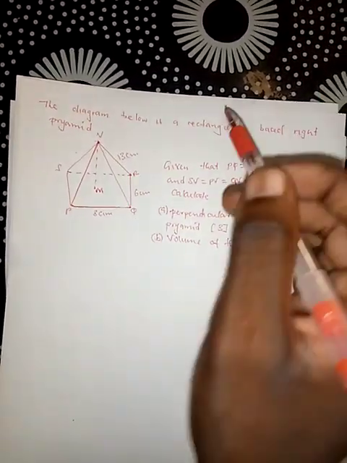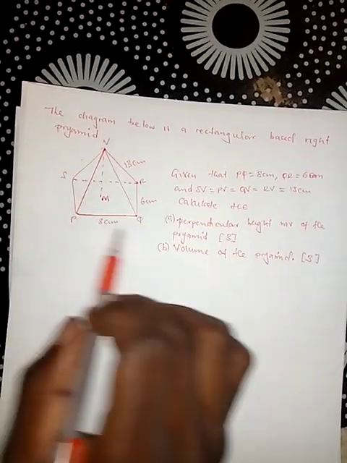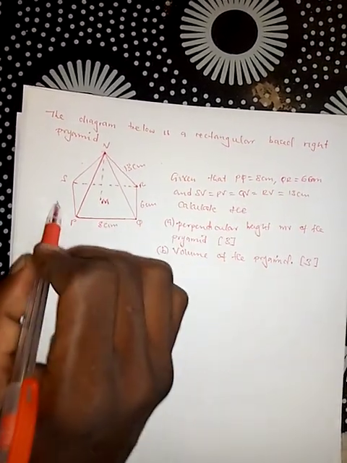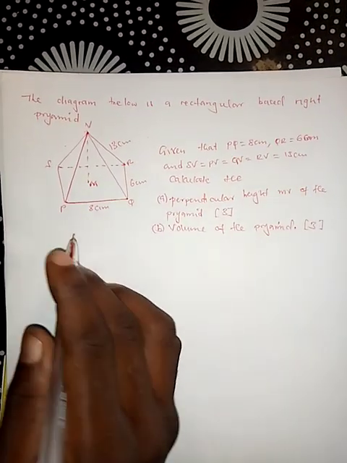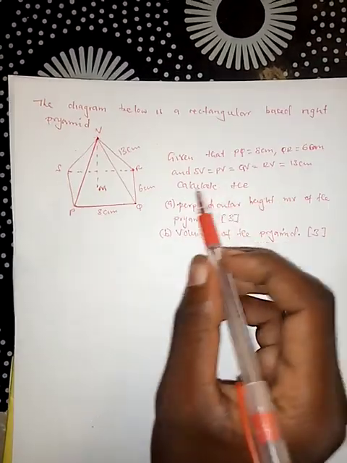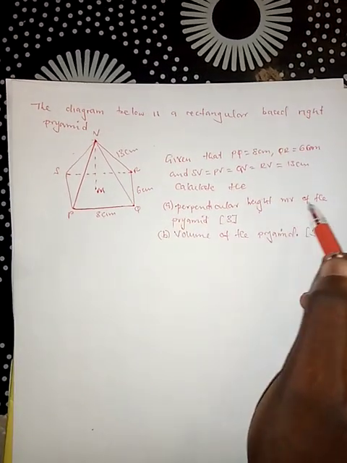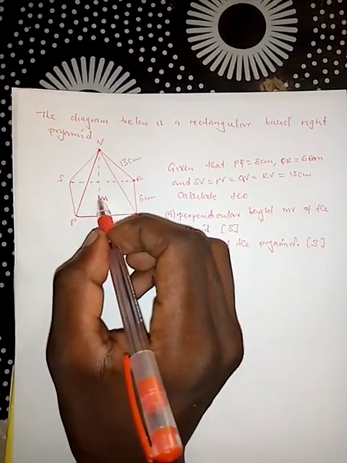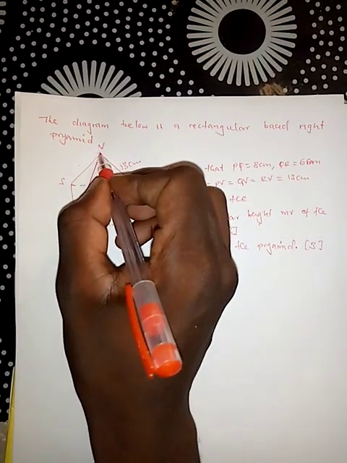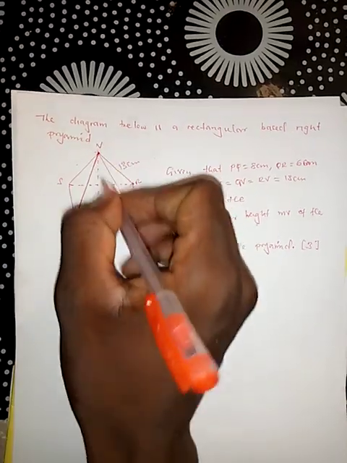But what you have to bear in mind is that this pyramid is a rectangular pyramid, meaning the base is a rectangle. Now the question is: calculate the perpendicular height MV. MV is from this point to there. How do you find this distance, or the height?